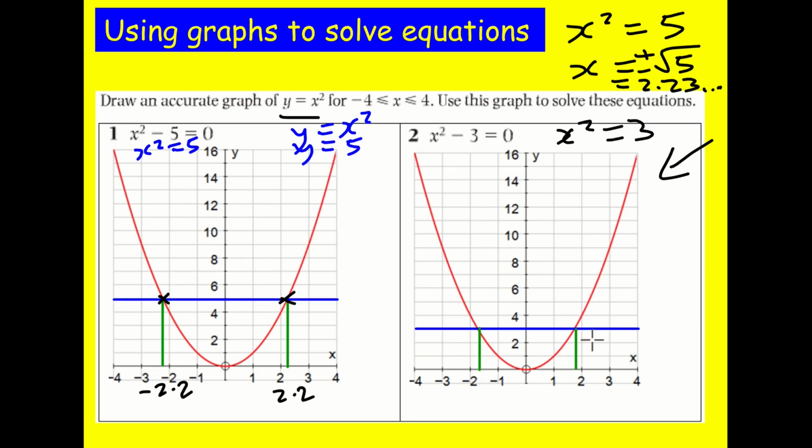Okay, and this time, I don't think I've done that one on the right that well. It looks about 1.8 on here, but I think I've made the green line a bit far to the right. So I think it's 1.7 and minus 1.7 there, or thereabouts. If I take the square root of 3, I get 1.73, so it's pretty good again. And yes, we get two solutions, so well done if you got that.